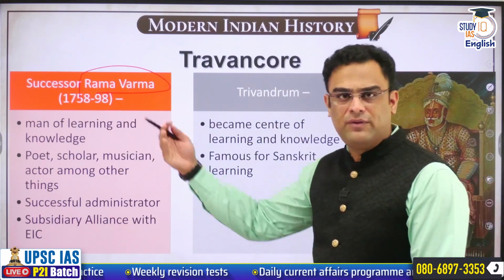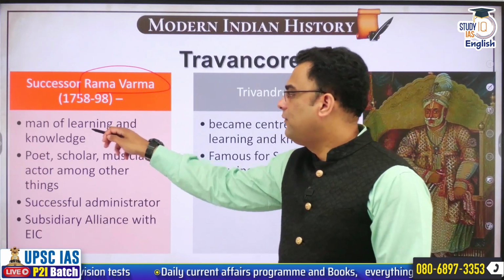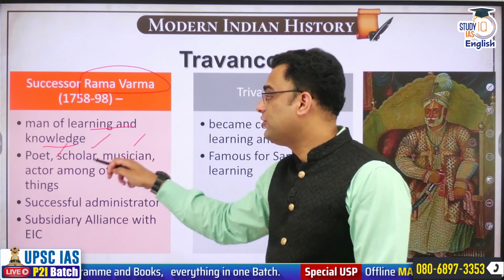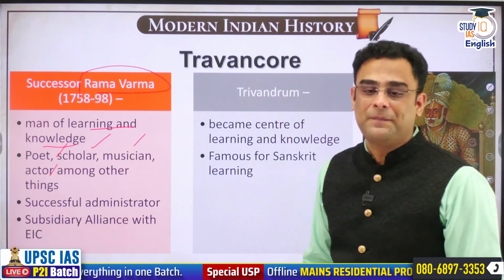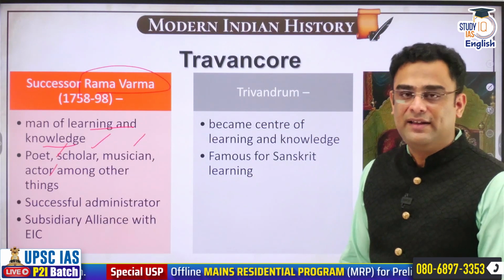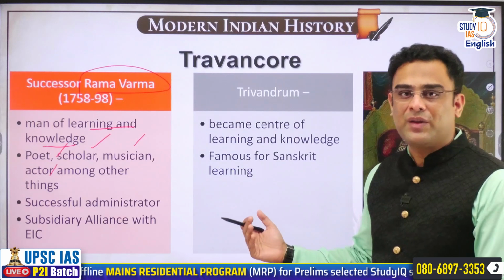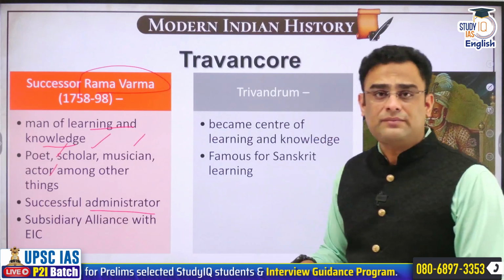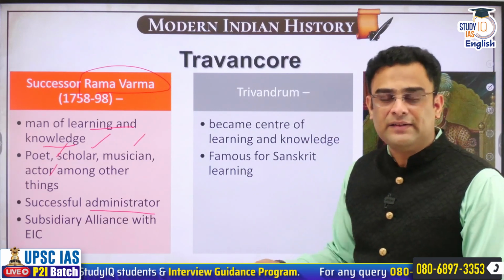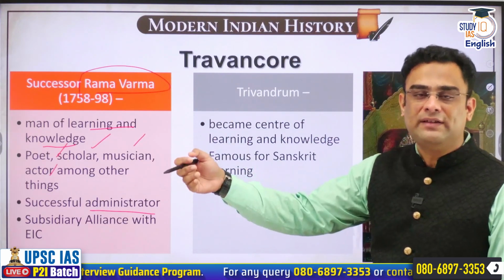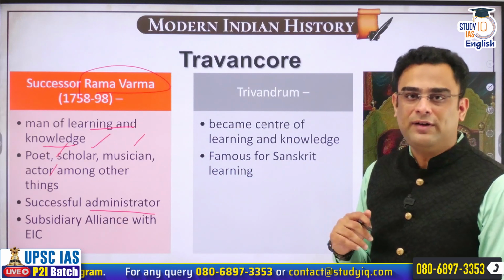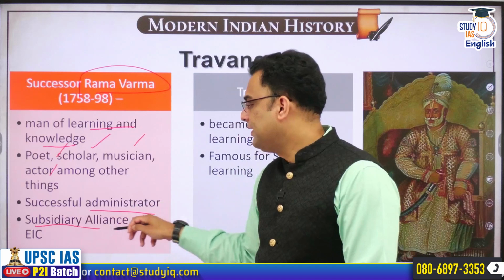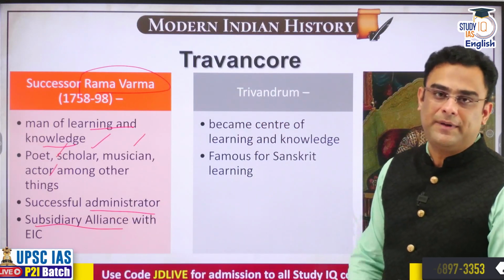He was a nephew of the earlier ruler, a man of learning and knowledge. He was himself a poet, scholar, musician, actor, among other things. So a very versatile personality. He had very different shades to his personality. A successful administrator, he resisted the attempts of the Mysorean state to gobble up the state of Travancore. But in the process, he had to accept the subsidiary alliance of the East India Company.